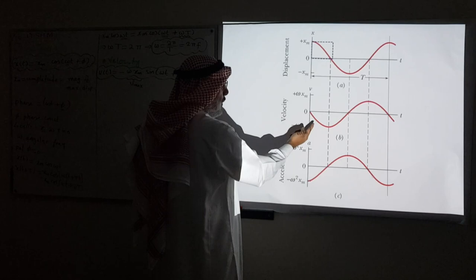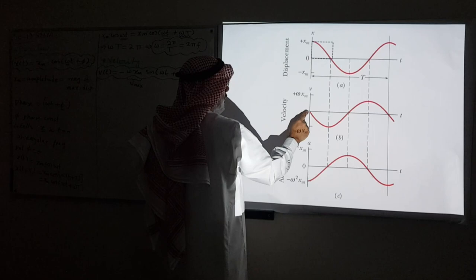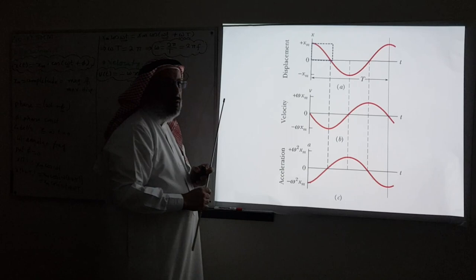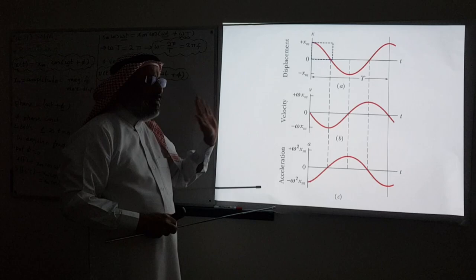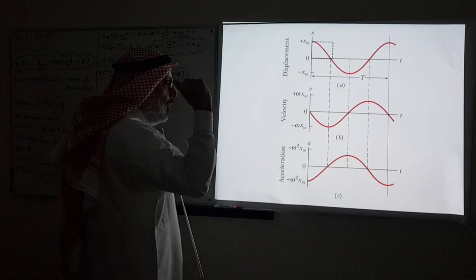It's like you took the displacement and shifted to the left by quarter of a period. That point will be there, and this point will come there. This one will be here, and so on. So the relationship between the velocity and displacement is that there is a shift to the left by quarter of a period between these two curves. And because of that, you can see the physical relationship between the two. Where one is maximum, the other one is zero.